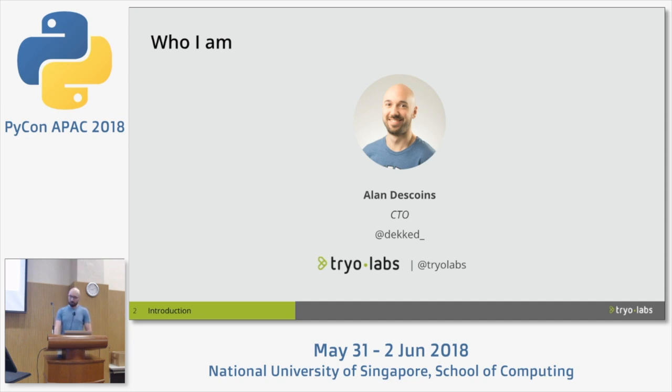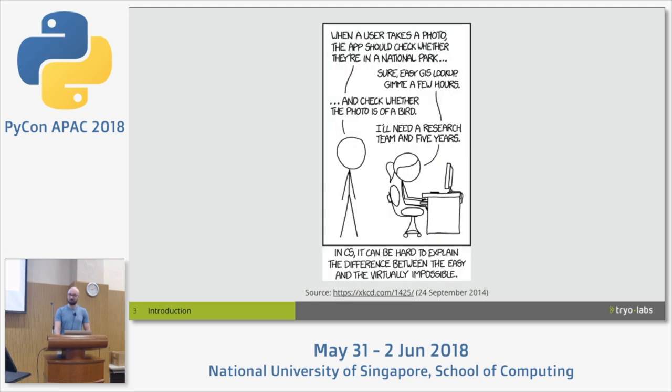So I'm going to start with a little story. Raise your hand if you know the comic XKCD. Nice. Okay. So maybe this is familiar to you. This was published in September 2014, actually. It's a discussion between two people. When a user takes a photo, the app should check whether they're in a national park. Sure, easy GIS lookup, give me a few hours. And check whether the photo is of a bird.